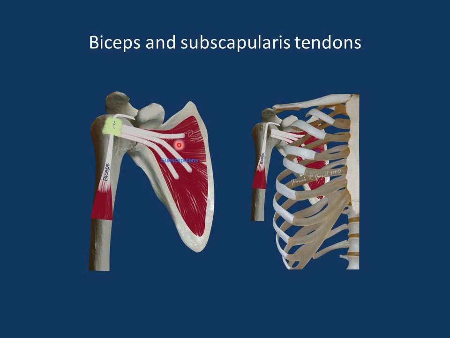The subscapularis is a multi-pennate muscle arising from the subscapular fossa. The fibers converge to form a tendon which crosses over the anterior aspect of the shoulder joint and attaches to the lesser tuberosity of the humerus. The tendon is separated from the neck of the scapula by a large subscapular bursa which communicates with the shoulder joint.